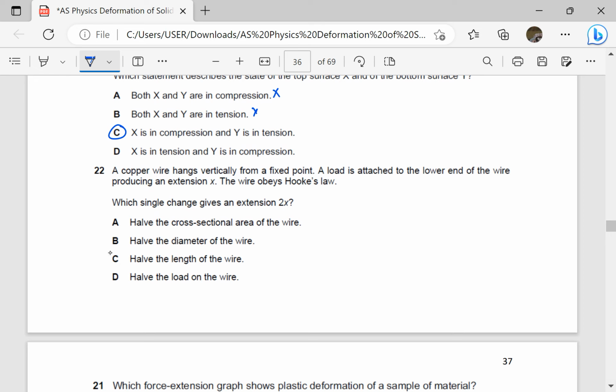A copper wire hangs vertically from a fixed point. A load is attached to the lower end of the wire, producing an extension X. The wire obeys Hooke's law. Which single change gives an extension of 2x?